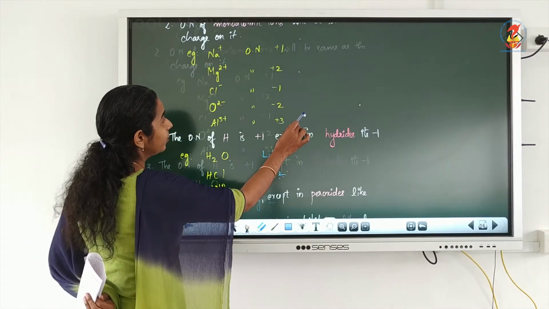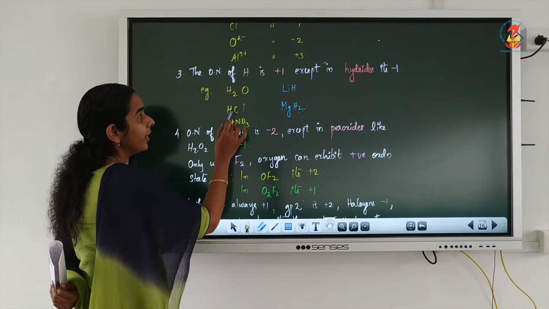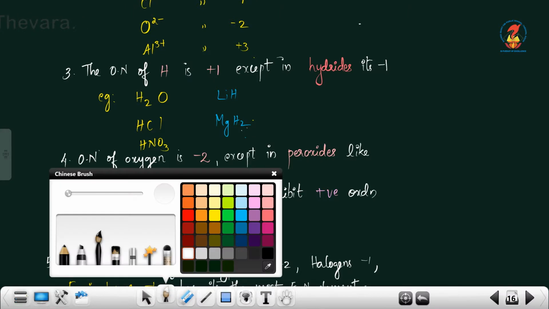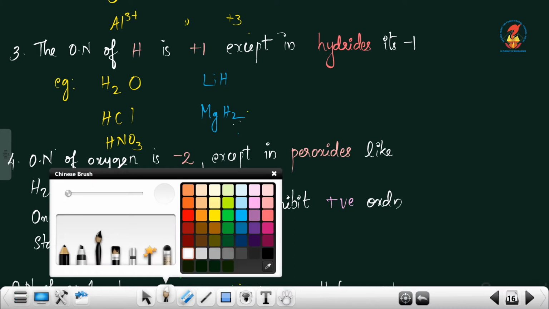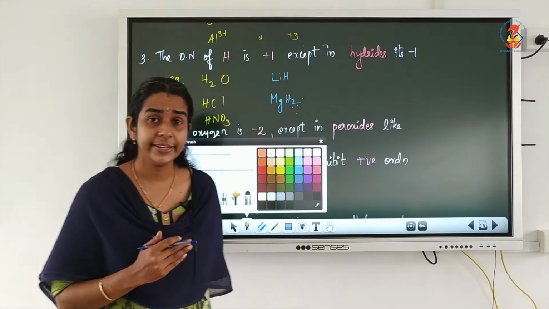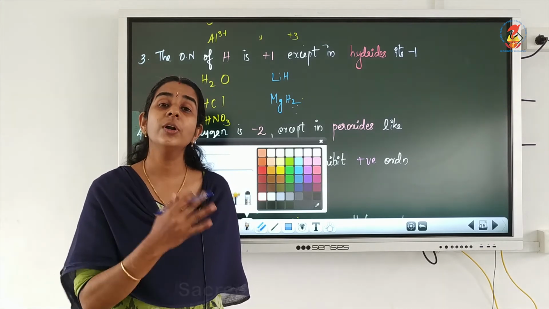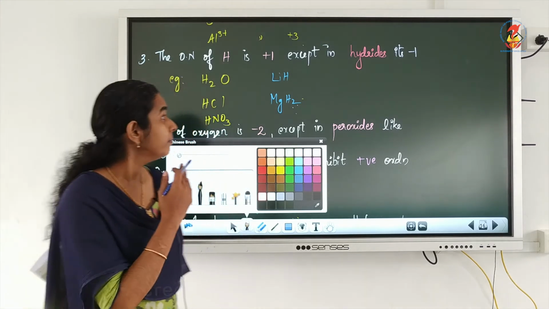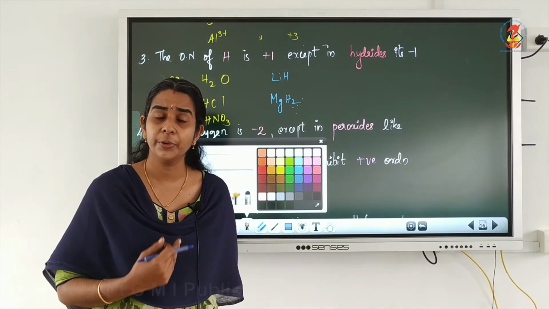Now the third rule is the oxidation number of hydrogen. In most of the cases, the oxidation number of hydrogen is +1, except in hydrides. Only in hydrides is hydrogen showing -1 oxidation state. In all other cases, hydrogen has +1 oxidation state. Then how can we identify whether it is a hydride or not?